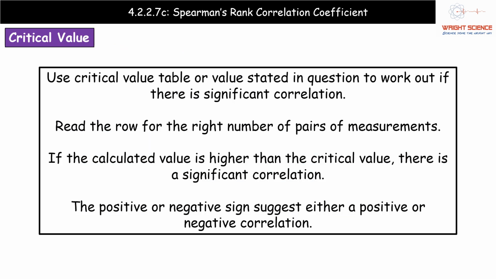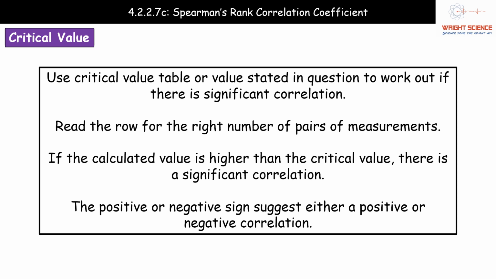Once we've put that into the formula, we've done our calculation and we've got our value, what we then need to do is compare that to, depending on the style of question, either a critical value table or the value they said to compare it to in the question. And the reason we're comparing it to this value is to work out if there's a significant correlation or not. If we're using a critical value table, make sure you're reading the row for the right number of pairs of measurements. So in our case, we had 6 pairs of measurements there, so we'd read across the row that had 6.